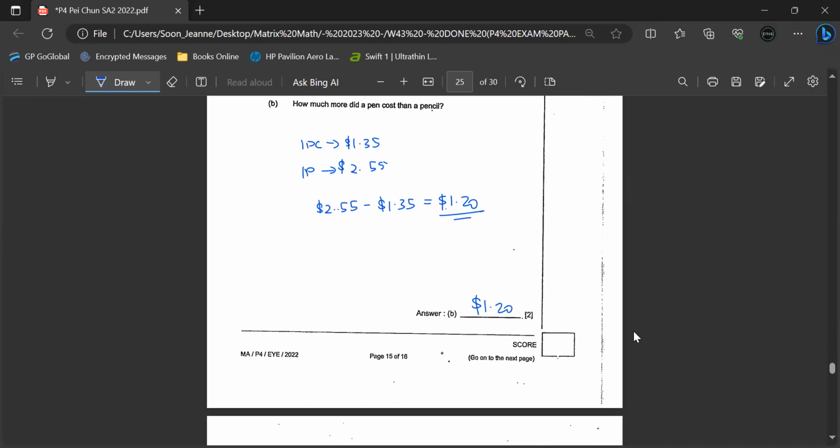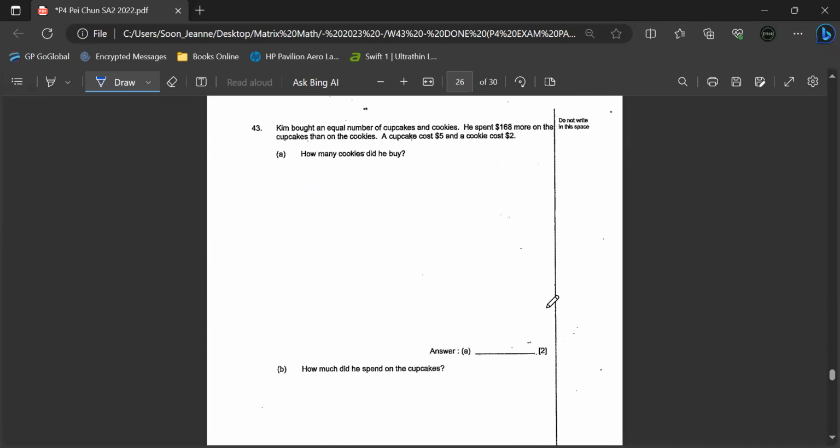Okay. Question 43. Kim bought an equal number of cupcakes and cookies. He spent $168 more on the cupcakes than the cookies. A cupcake costs $5 and a cookie costs $2. How many cookies did he buy?